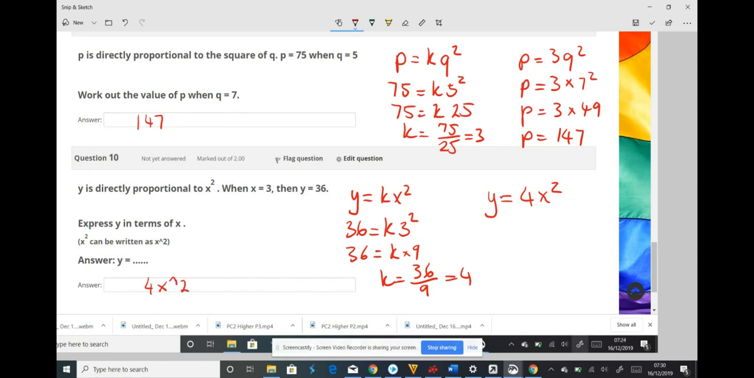I'll do it this way for the electronic version, which is the same as 4x squared.